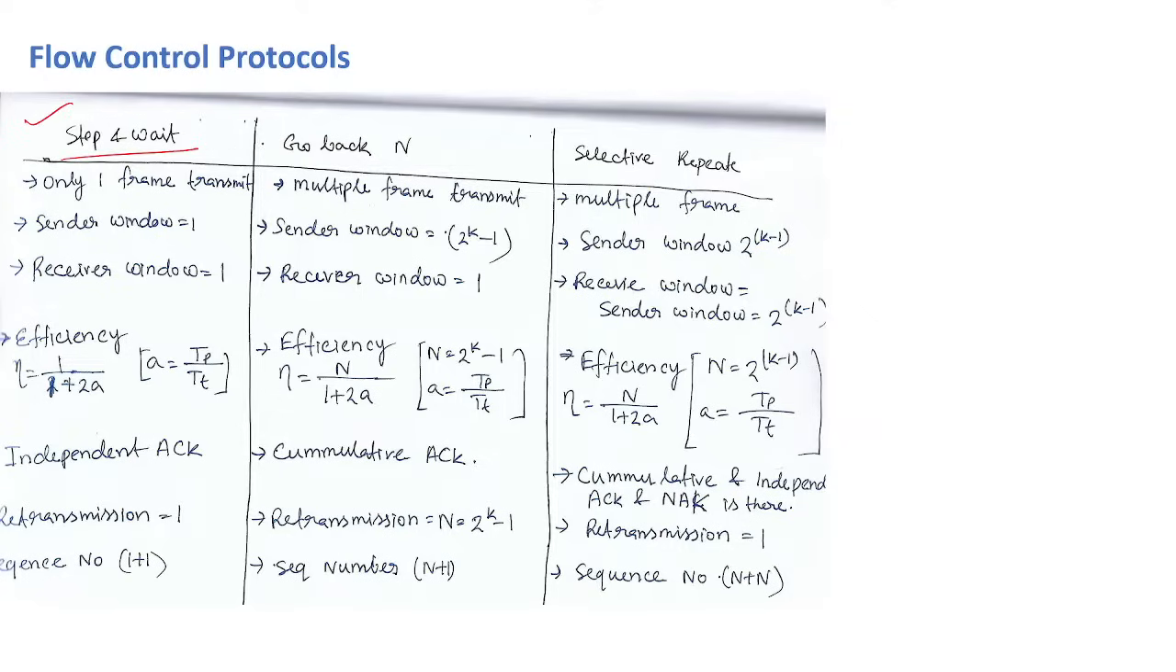So stop and wait, go back N and selective repeat. There are different flow control mechanisms. So here are the different flow control mechanisms you can see. So here how it is working. What are the main differences?